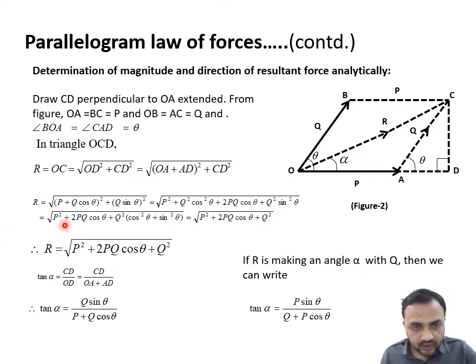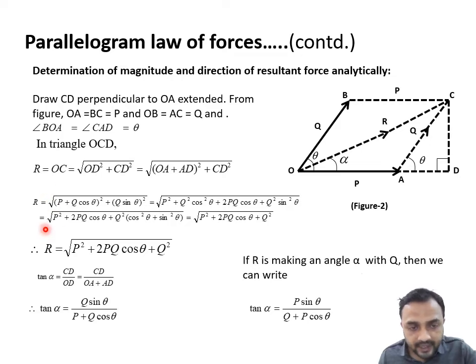If we again simplify this, P square plus 2PQ cos theta plus Q square cos square theta and Q square sin square theta, we bring them together. Q square is common, and the remaining value is cos square theta plus sin square theta. You know that cos square theta plus sin square theta is equal to 1. So we get P square plus 2PQ cos theta plus Q square into 1, which is Q square. And we can write that P square plus 2PQ cos theta plus Q square, under the root, is the value of R.